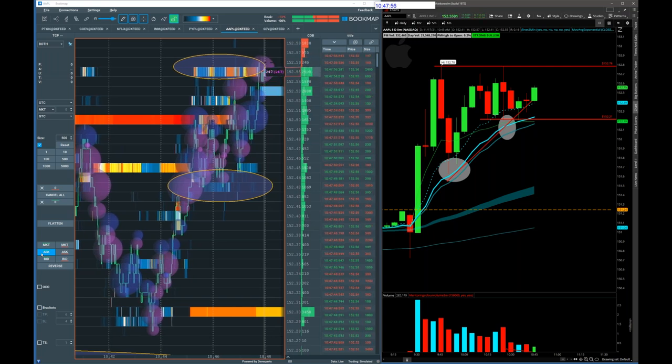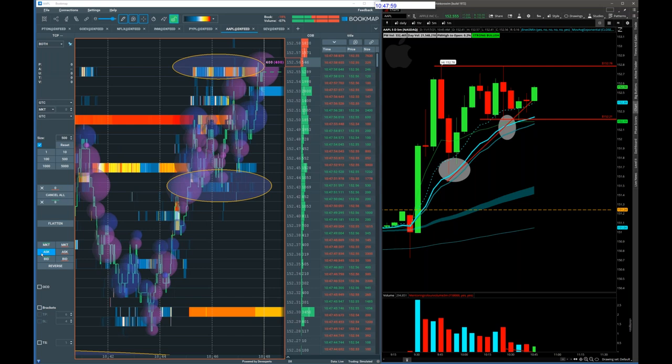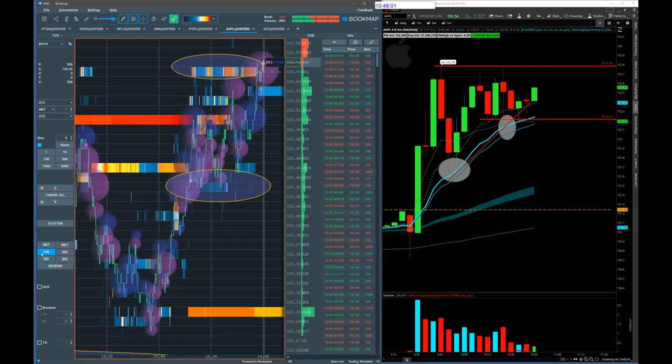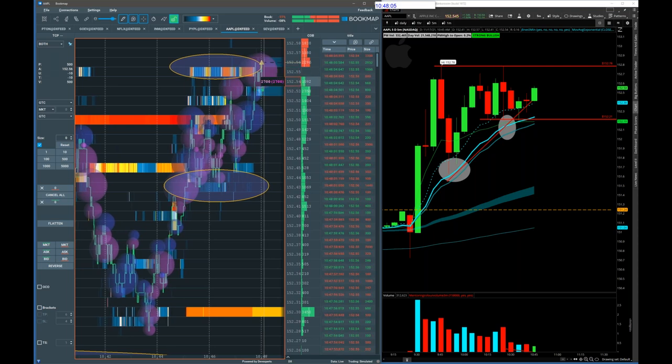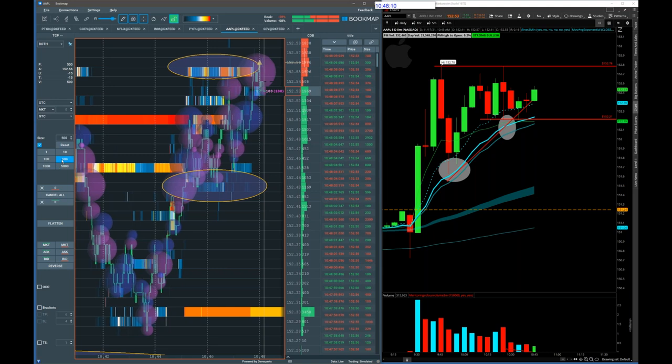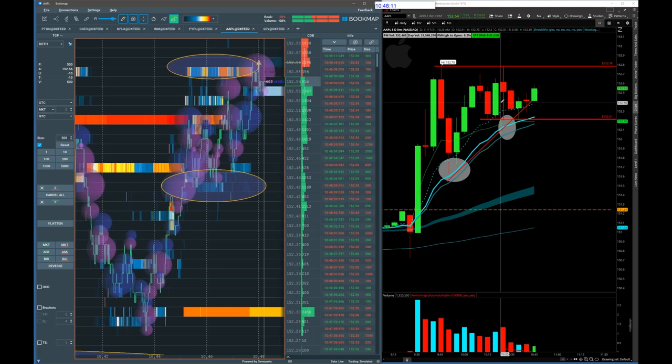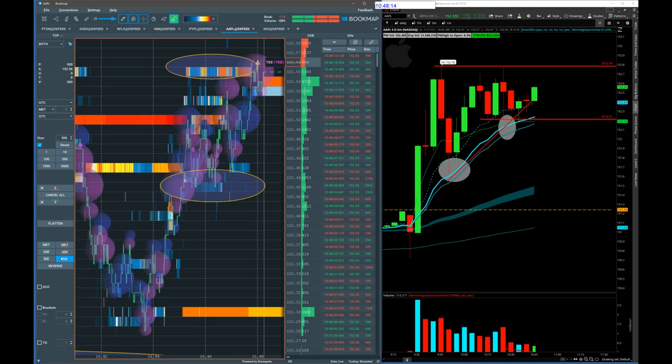Soaked again. Bought it at 152.56. We're going to risk, as we said, 152.40.